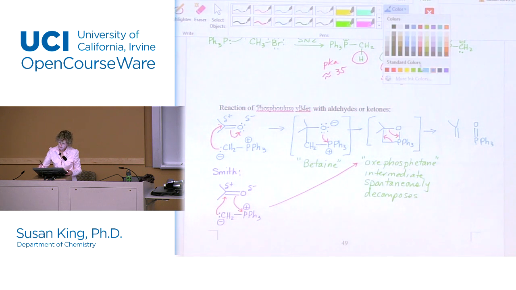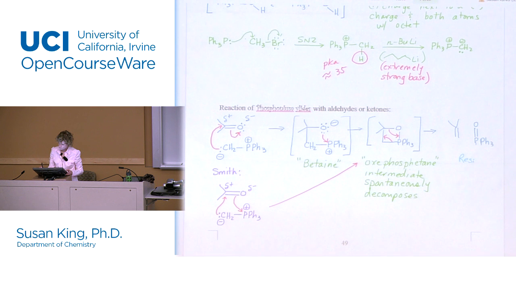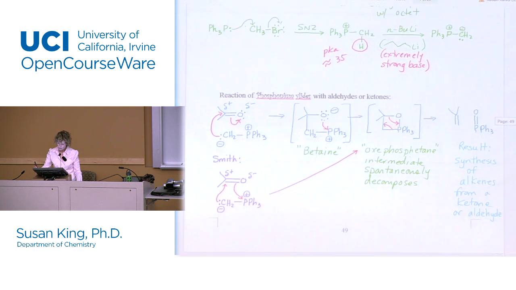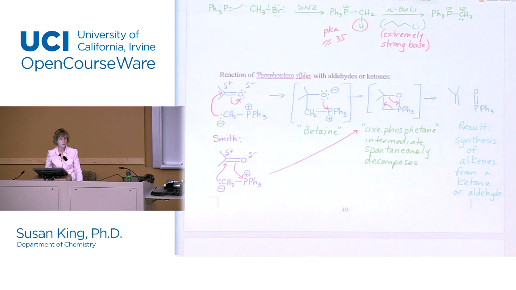So the overall result is a synthesis of alkenes from ketones or aldehydes, from a ketone or aldehyde. And if you're grouping your reactions, you may have an index card that has ways to make alkenes. This can be added on to your ways to make alkenes index card if you have one, or sheet of paper that has that. Okay, so that's the overall product there. Questions? Anybody?